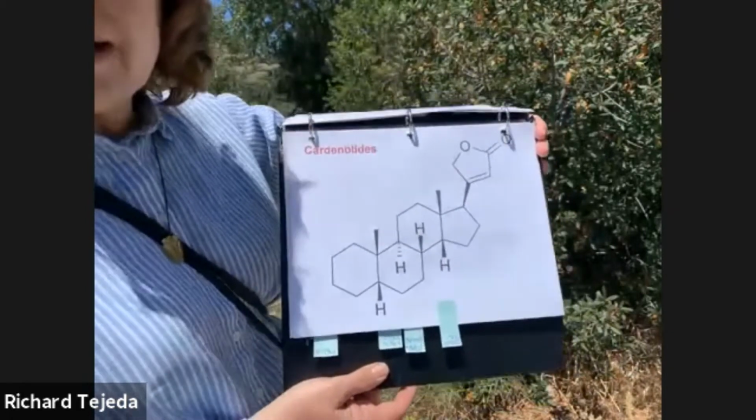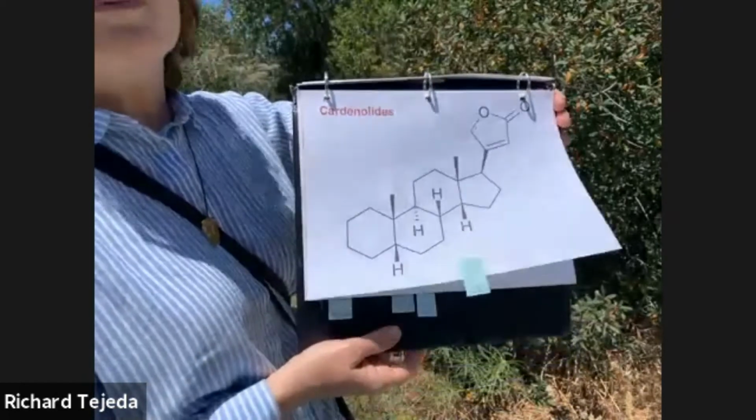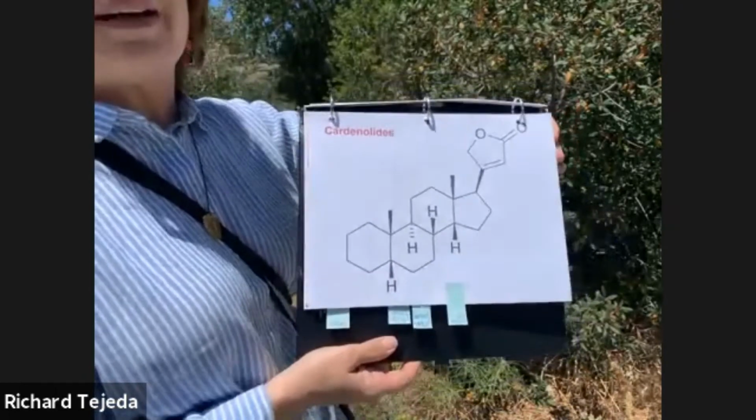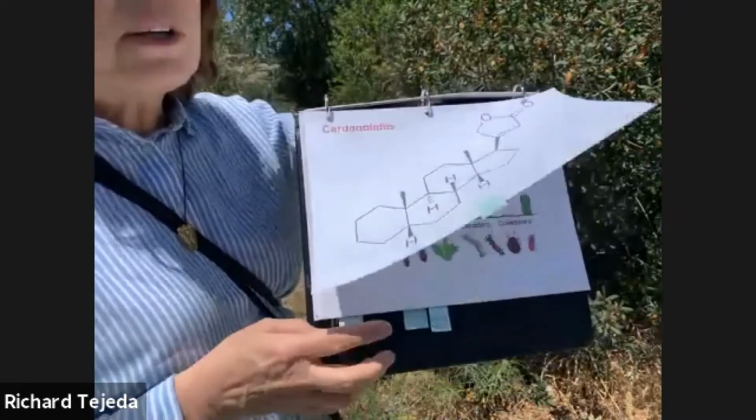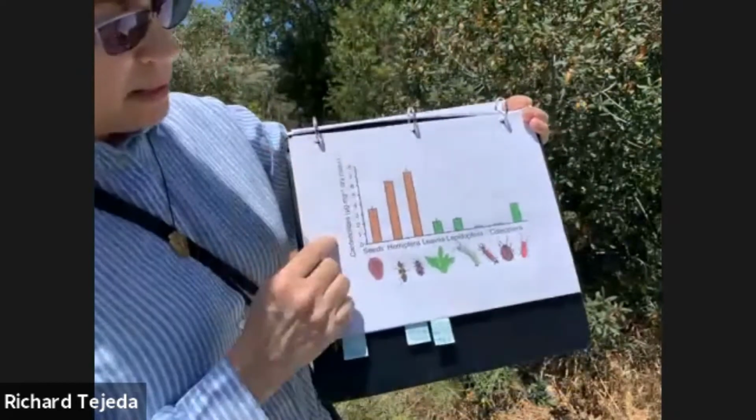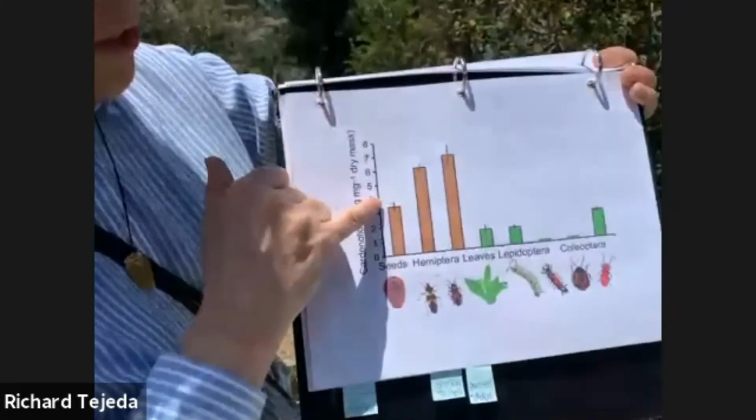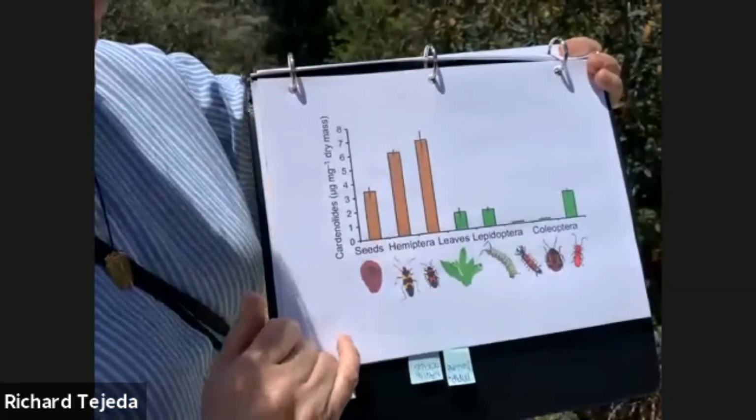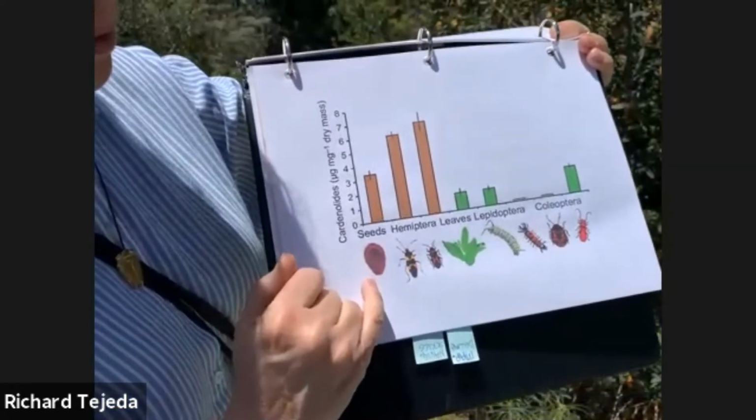Cardenolides. This is called cardiac glycoside. It's a poison, and so the plant is also poisonous. So we've got two things going on, right? Gum up the mandibles and then poison the animal. But the monarch can handle it, the monarch butterfly and the milkweed bugs. This is the cardenolides. Can you see that? The height of the bar shows how much they have in their body. So the seeds are packed. The milkweed seeds are packed with poisons.